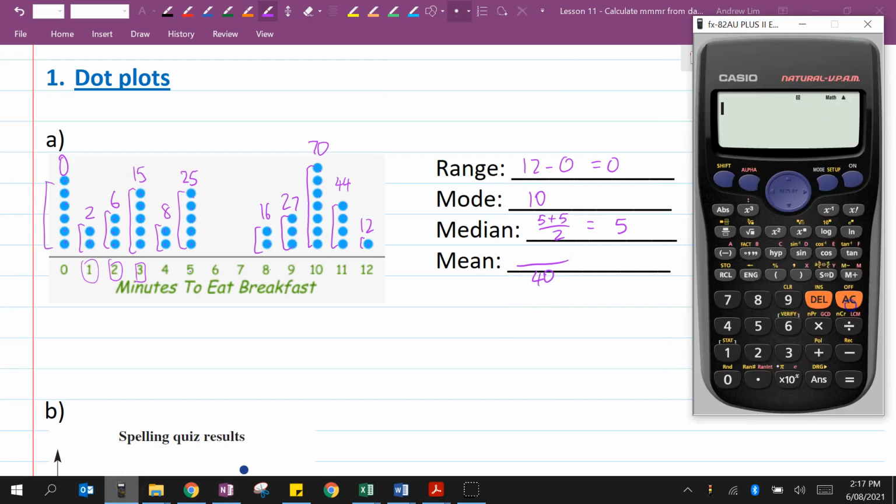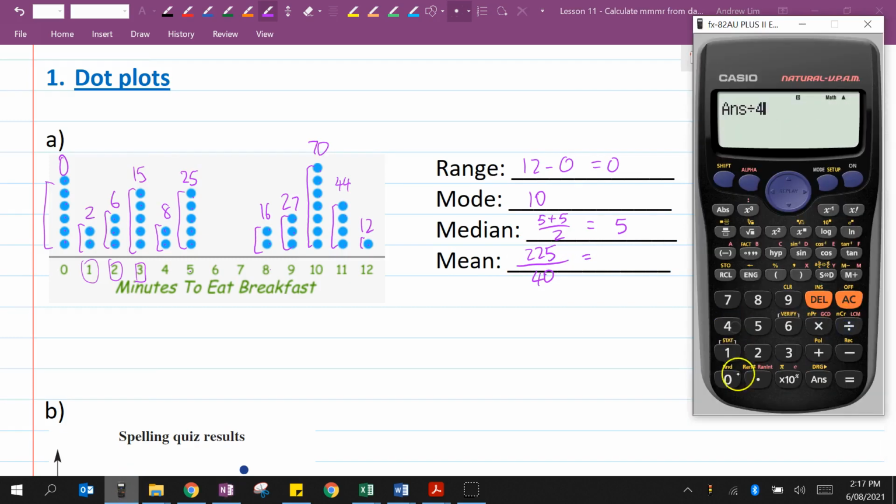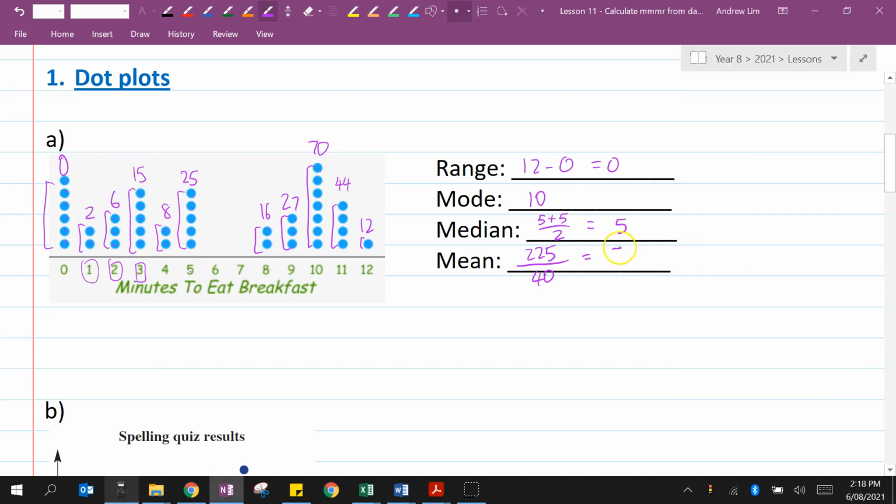So let's work out what these add to. 0 plus 2 plus 6 plus 15 plus 8 plus 25 plus 16 plus 27 plus 70 plus 44 and 12. That's 225. Now if I divide that by 40, the average or the mean is 5.625 minutes. So on average it takes someone 5.625 minutes to eat breakfast.